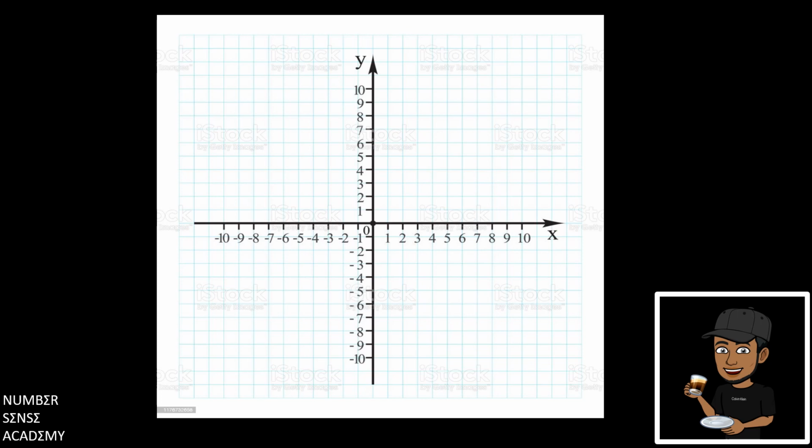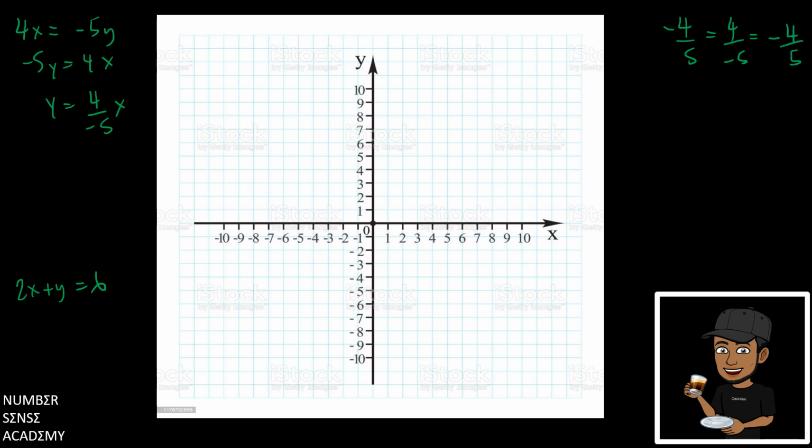Our next equation, we have 4x equals negative 5y, and then we have 2x plus y equals 6. So let's start with this first equation. We want to get y by itself. Negative 5y equals 4x, so y is equal to 4 over negative 5 x. Same thing as negative 4 over 5. It's a negative quotient. So y is equal to negative 4 over 5 x. Because there's no b, this goes through the origin.